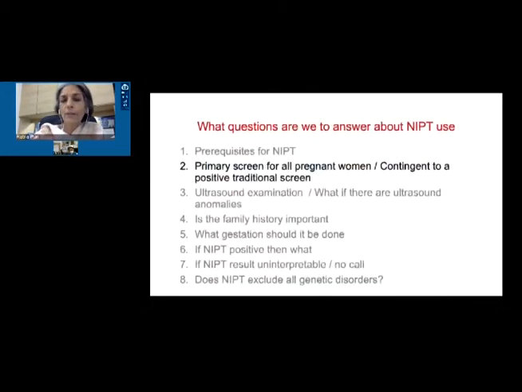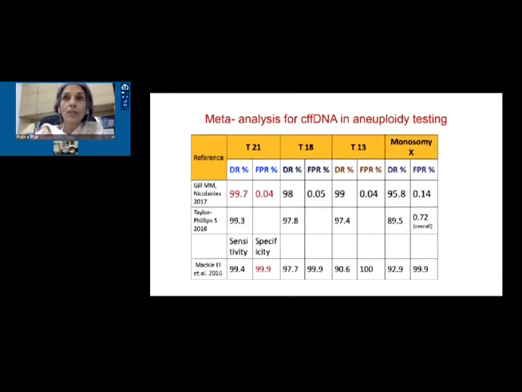Now, how are we going to decide whether we use it as a primary screen at the first visit of the pregnant lady, or are we going to use NIPT as contingent to a positive traditional aneuploidy screen? For this, it's important to understand that we have 3 terms. There is a detection rate. The detection rate is 99.7% for trisomy 21, and these are for NIPT. It has a very, very low false positive rate. So these are the 2 big advantages of NIPT.